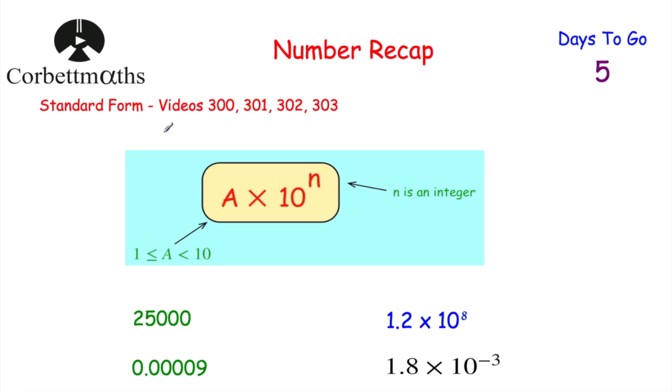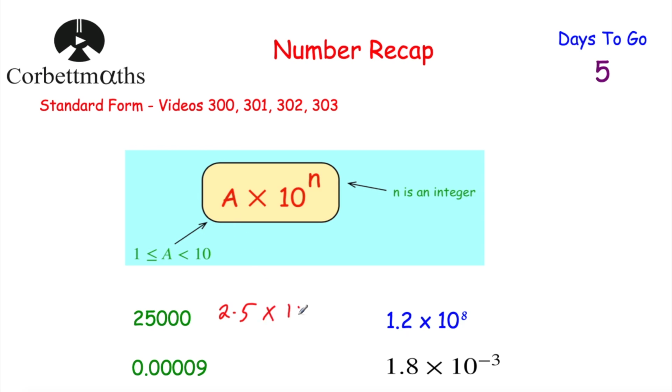Okay, so our next topic is standard form. It's important you can write numbers in standard form. So that's where you've got a number that's bigger than or equal to 1, but less than 10, multiplied by 10 to a certain power. So here we've got 25,000. If we wanted to write that in standard form, we would have 2.5 because that's bigger than or equal to 1, but less than 10.